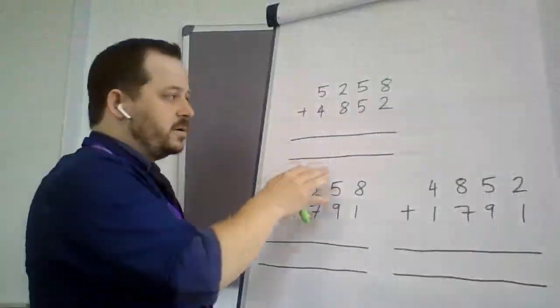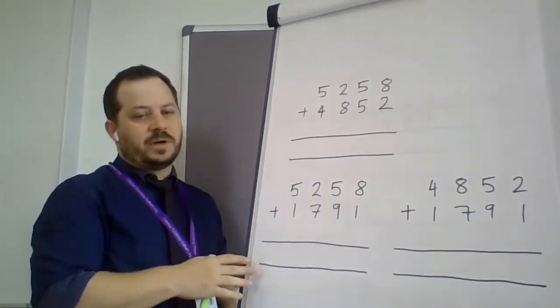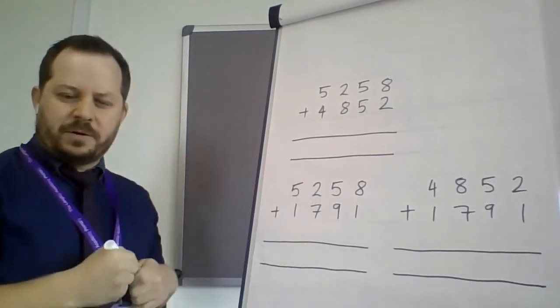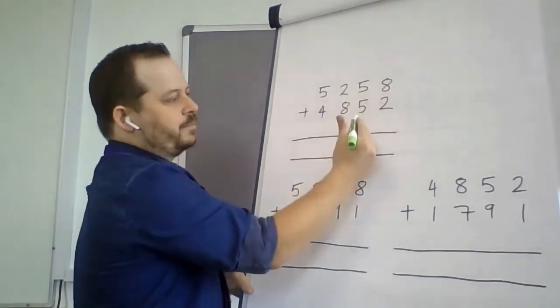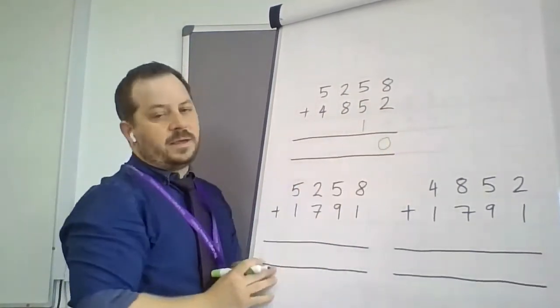So let's go through the answers for the 3 sums that you could have made with the numbers I've given you. And hopefully you've done all 3 of them. If you've done a few, that's fine. So we do 8 and 2 is 10. That's 1 ten carried over to the next column and nothing else.